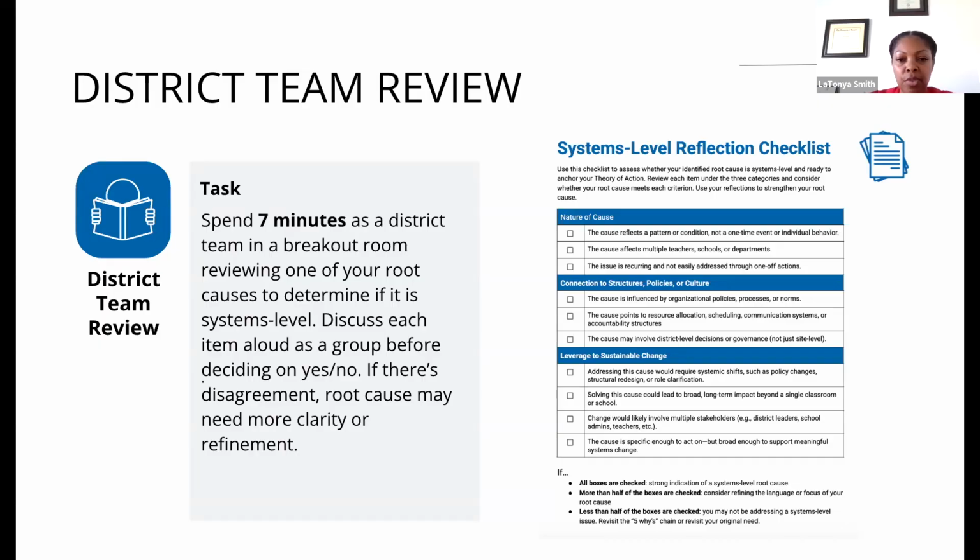Thanks. And was it the same for you all, Temple? How many boxes did y'all have checked? Were they mostly all, or? We checked all the boxes. The one that really caused the most conversation was systematic shifts, policy changes, structural redesign, or role clarification. But because it had the "or" in there, we know role clarification is major. So we were able to talk that through. But yeah, we checked everything. Okay. All right.